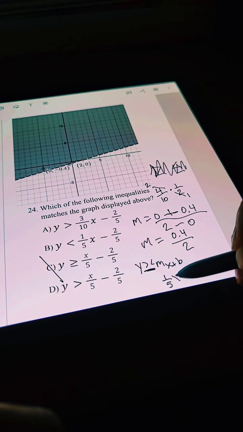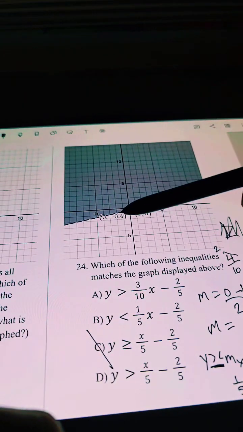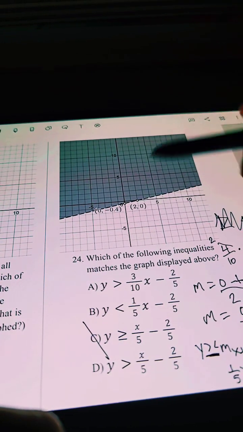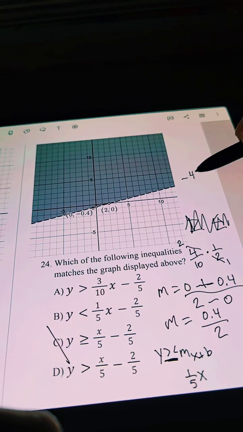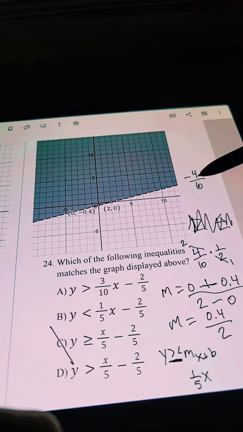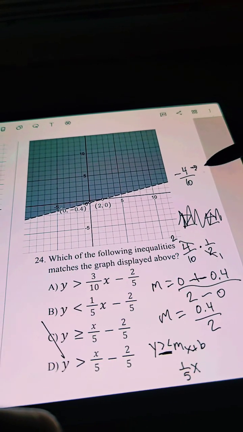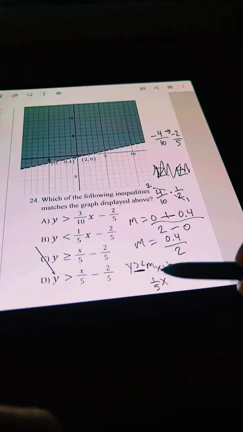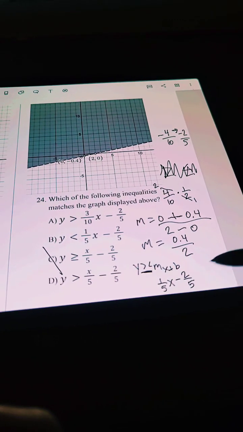So 1/5 x, and then our y-intercept is going to be negative 0.4. So negative 0.4 as a fraction is going to be negative 4/10. So negative 4 over 10, and then if we simplify that by dividing by 2 on top and bottom, we're going to get negative 2/5. So that means we have plus negative 2/5, which is the same thing as just minus 2/5.